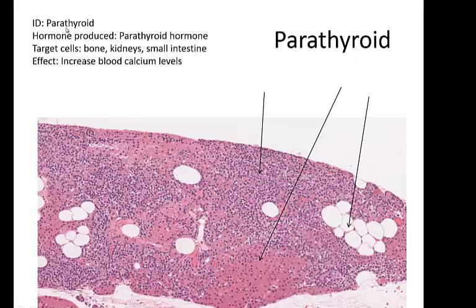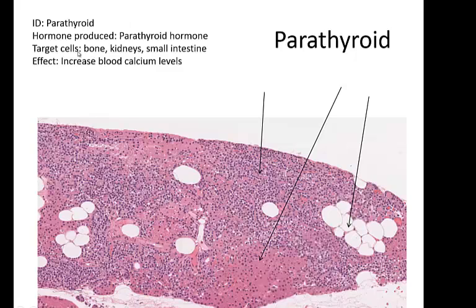Okay, so here's our ID, parathyroid gland. The hormone produced is parathyroid hormone, and what it does is it goes out to your bone, your kidneys, and the small intestines, and it's all to increase blood calcium levels. It tells the osteoclast to break down bone and release calcium into the blood to increase blood calcium levels.